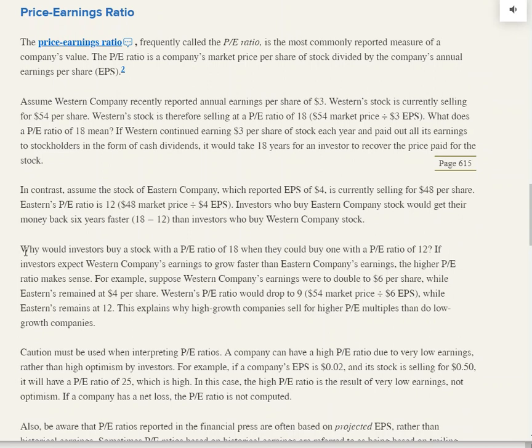So it goes on. Why would investors buy a stock with a PE ratio of 18 when they could buy one with a PE ratio of 12? If investors expect Western companies' earnings to grow faster than Eastern companies' earnings, the higher PE ratio then makes sense. For example, suppose Western companies' earnings were to double to $6 per share while Eastern's remained at $4 per share. Western's PE ratio would then drop to 9, meaning $54 of market price divided by $6 of earnings per share, while Eastern's would remain at 12. This explains why high growth companies sell for higher PE multiples than do low growth companies.